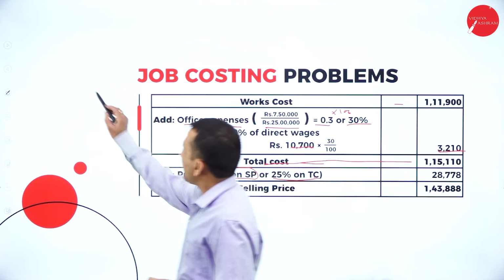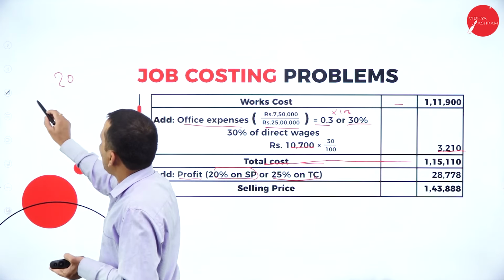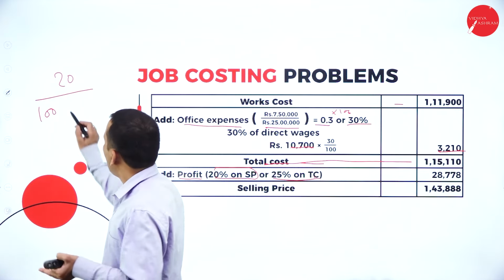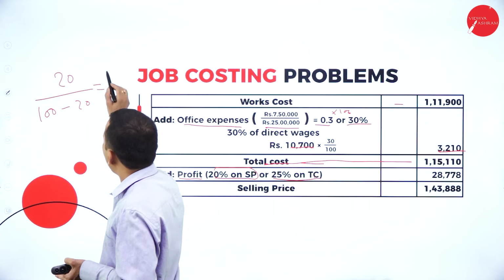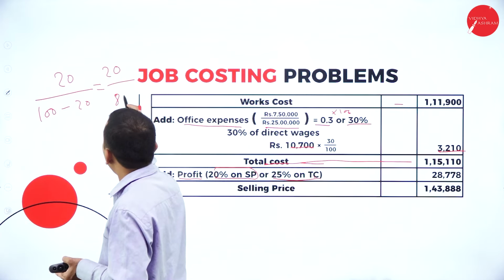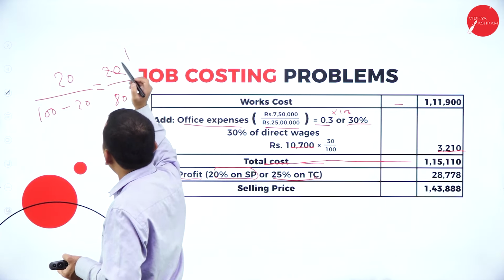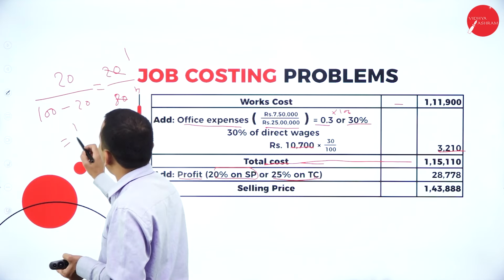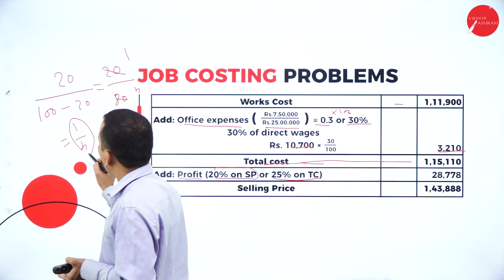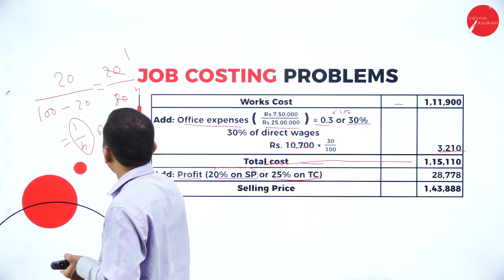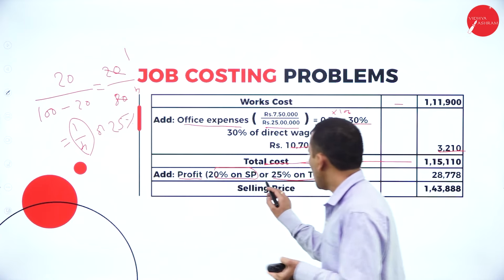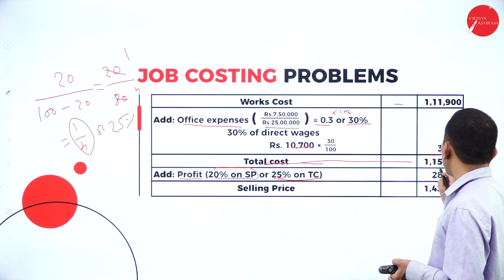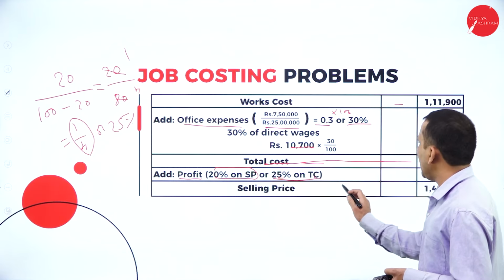Again the same thing here. 20 is the numerator, and the denominator is 100 minus 20, assuming the cost price is 100. How much are you getting? Same thing, 20 divided by 80. Now 2 ones are 2, 4 twos are 8, which is nothing but 1 by 4. Whenever you are getting 1 by 4, we can write it as 25%. So directly 25% on total cost.